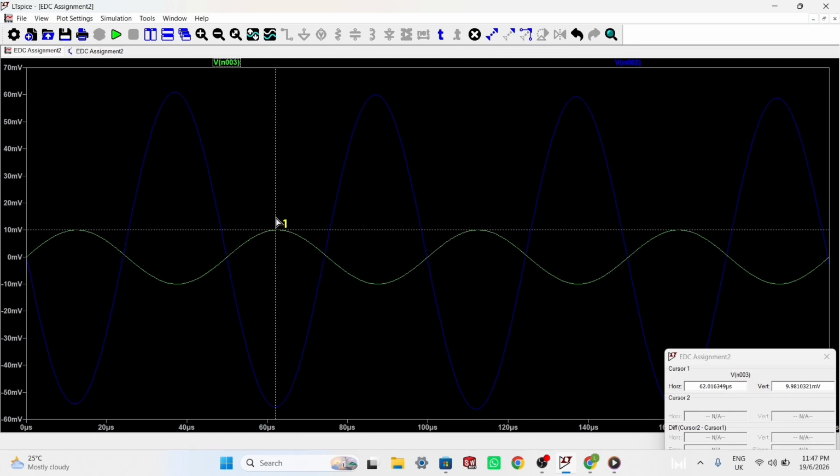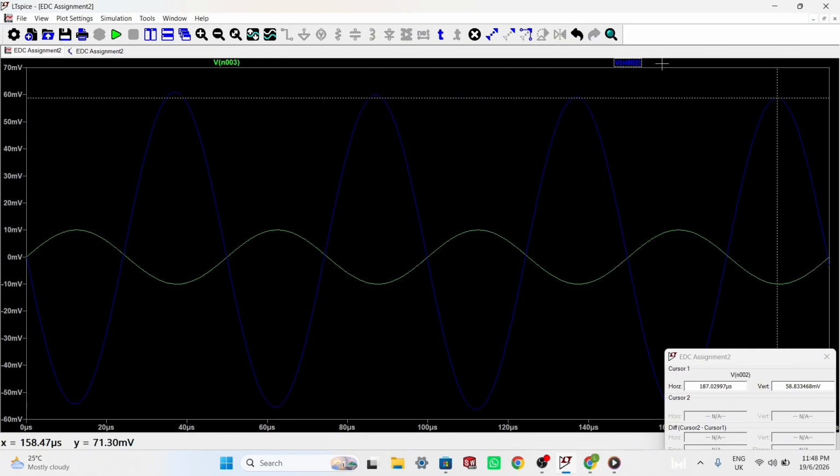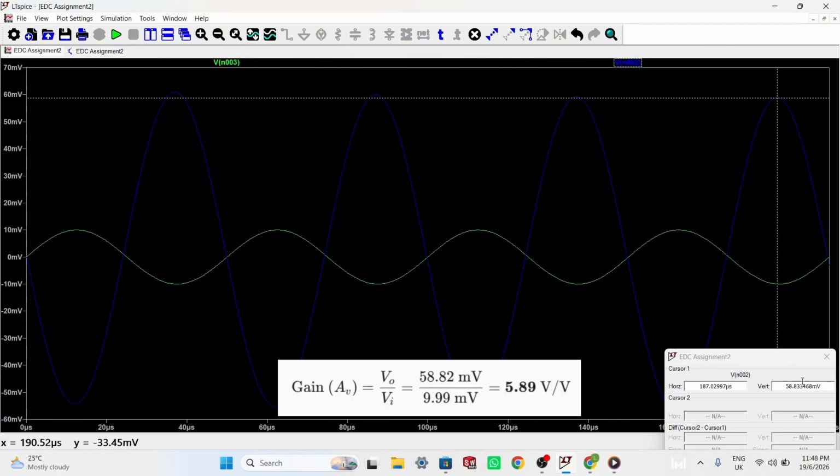So as you can see, the green trace is our raw input signal, peaking at around 10 millivolts, whereas the blue trace is our amplified output signal. Notice that these smooth rounded peaks prove that there is zero clipping distortion. Also, you can clearly see the 180-degree phase inversion of a common emitter amplifier. When the input signal goes positive, the output goes negative. Dividing the V out by the V in, we get a real-time, time domain gain of 5.89.